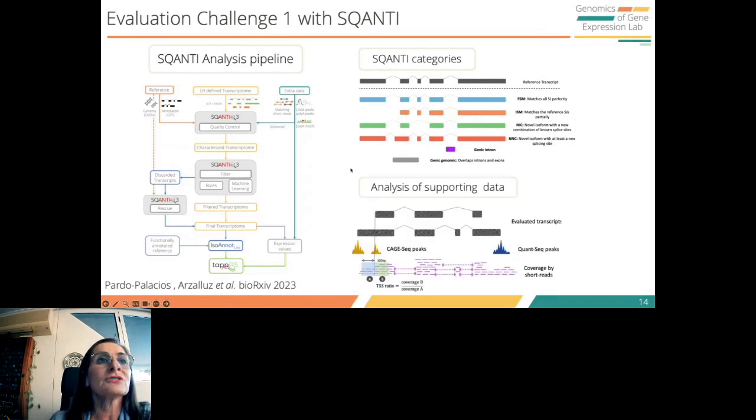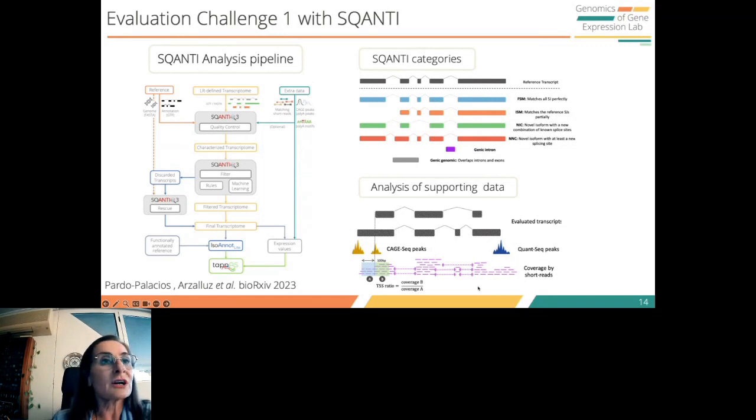And as I mentioned before, Scanty is also able to layer orthogonal data to support different elements of the transcript models. So we can use short reads to evaluate junctions. We can use CAGE data to evaluate TSS, or Quant-seq peaks that give an indication of the transcription termination site. So we can put this information together and then ask how well the supporting data is contributing to the transcript models. And we generated long-read, CAGE, Quant-seq and Illumina data for these samples.